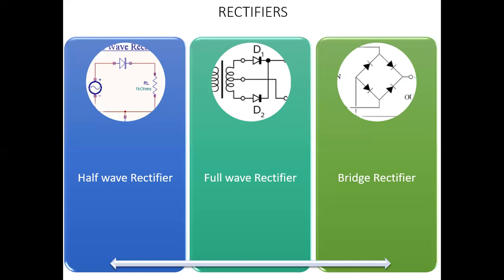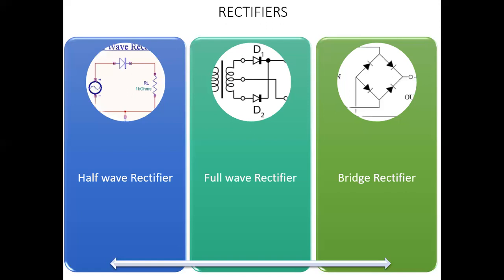Generally, we know that a rectifier converts AC current into DC current using the diode. We know that a diode acts as an open circuit for reverse bias and a closed circuit for forward bias. That condition we are going to perform here through the diode and the resistor. Rectifiers have three types: half wave rectifier, full wave rectifier, and bridge rectifier.